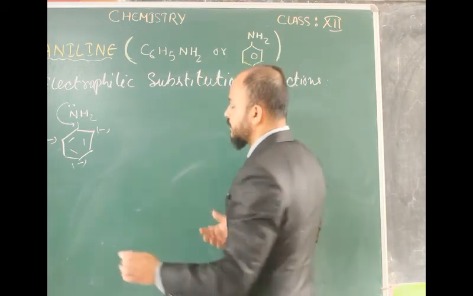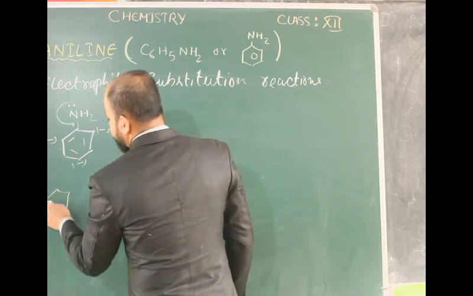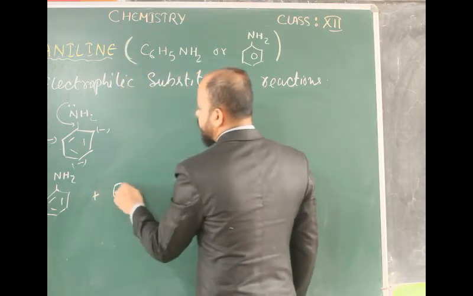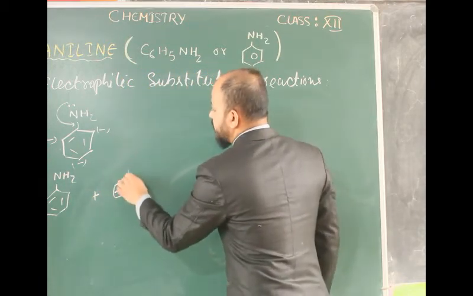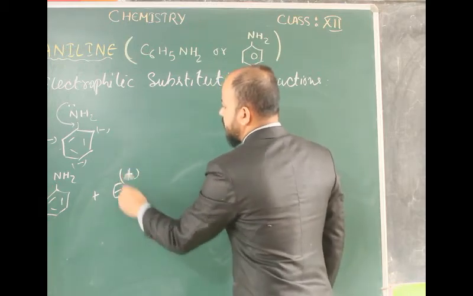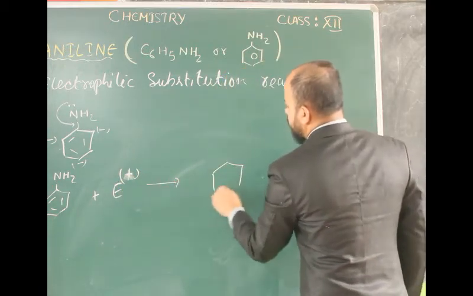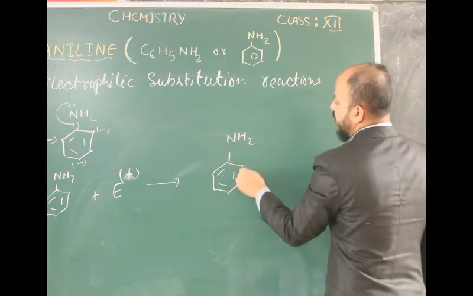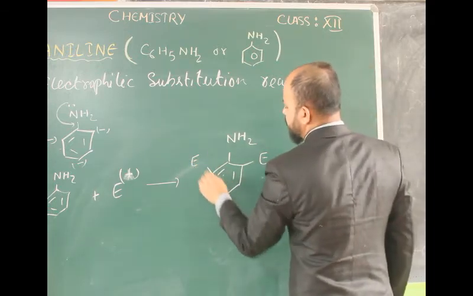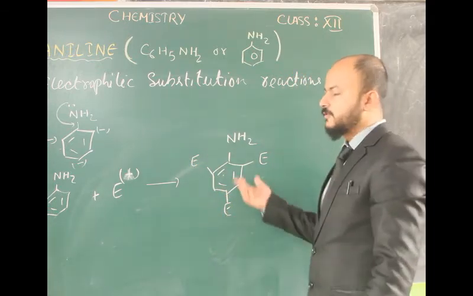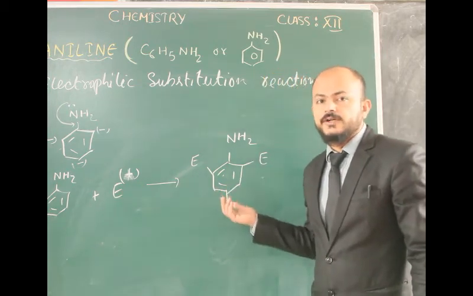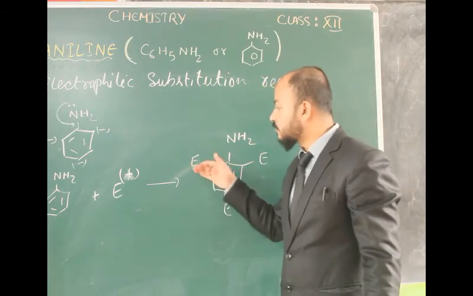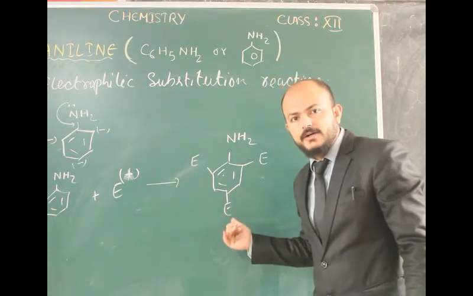For example, whenever aniline reacts with any electrophile, which is usually positive, you get the product where the electrophile groups come at the ortho as well as para positions in the same compound. So we do not get the desired product. So how can we obtain the desired product, like only the ortho substituted product or the para substituted product? That we have to remember.